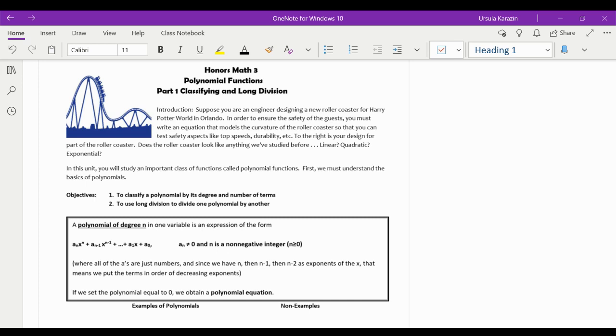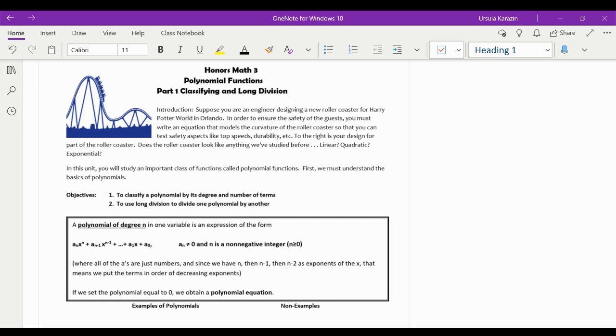Hello everybody. We are going to start a new unit called Polynomial Functions. It's going to be a nice change from what we were doing because it's not going to be so heavy on the algebra. There's still going to be algebra, but there's also going to be some graphing and some other aspects to it. So I think it will be a nice change for you.